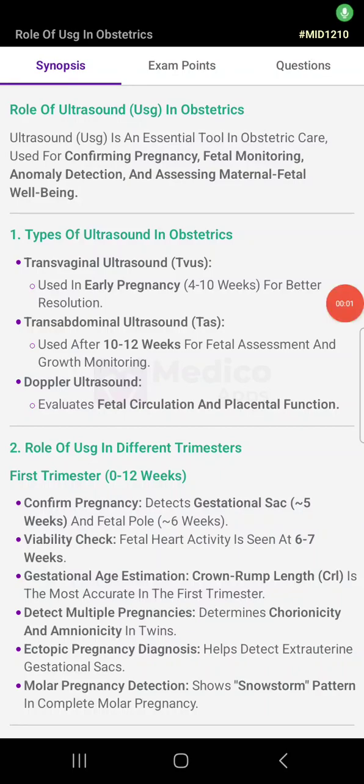Role of ultrasound in obstetrics. Ultrasound plays an essential role in obstetric care, used for confirming a pregnancy, fetal monitoring, anomaly detection, and assessing maternal-fetal well-being.